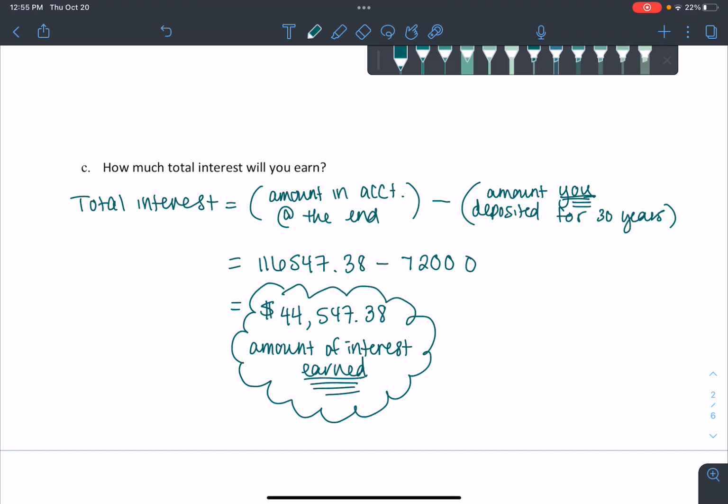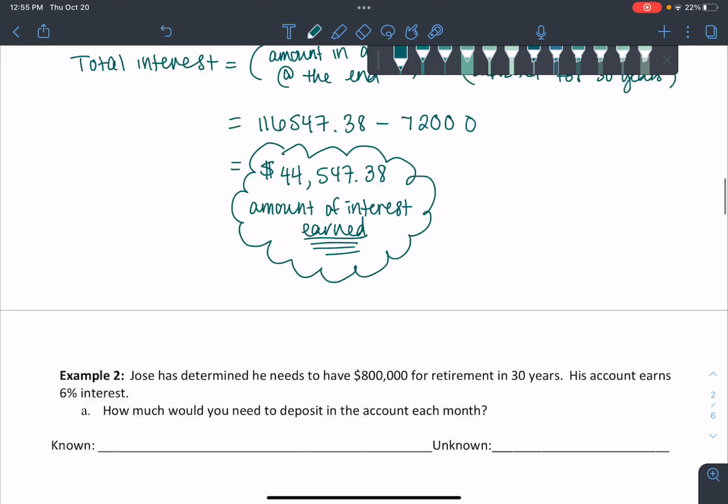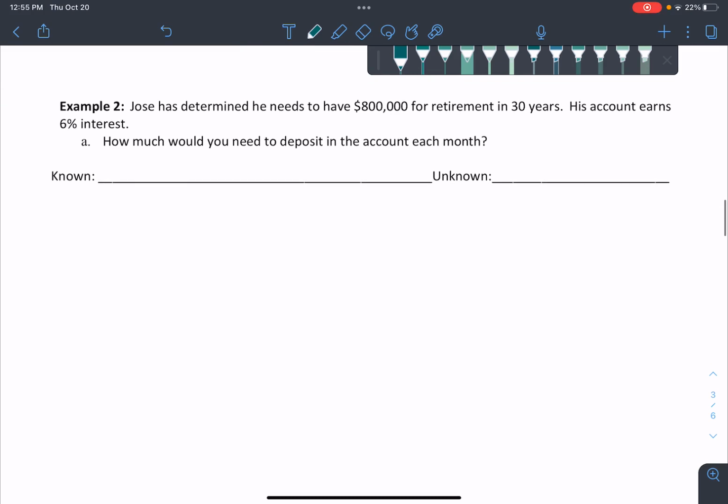So, let's go ahead and try another problem. See if this is starting to click, okay? So, Jose has determined he needs to have $800,000 for retirement in 30 years. His account earns 6% interest. How much would you need to deposit into the account each month? So just like last time, let's go through this with a highlighter and let's talk about all the little baby pieces of this formula that they've given us and figure out what it is we're solving for.